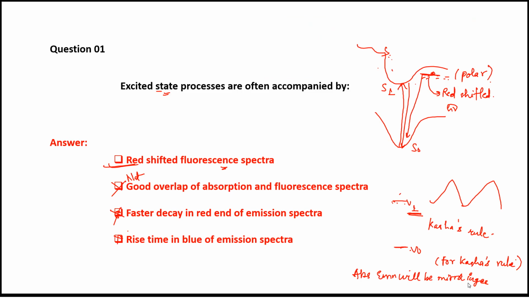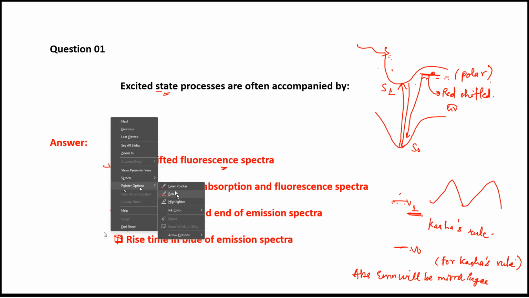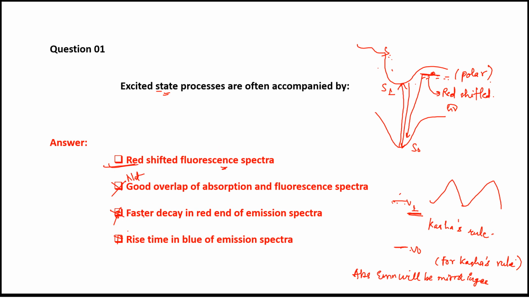Yeah, so actually both of the options are wrong. Why? Because there will be, wait. I just thought that the options are not right, but the options are right. So in the red end of the emission spectrum, faster decay will not occur. Faster decay will occur in the blue end. So this will be the right option to this question. Faster decay will be observed in the blue end, and rise time will be observed in the red end. Therefore, the only correct option will be the red shifted fluorescence spectra. Okay.